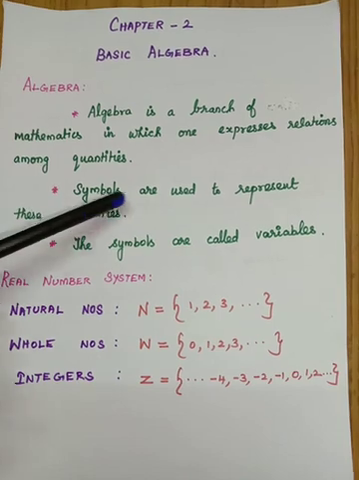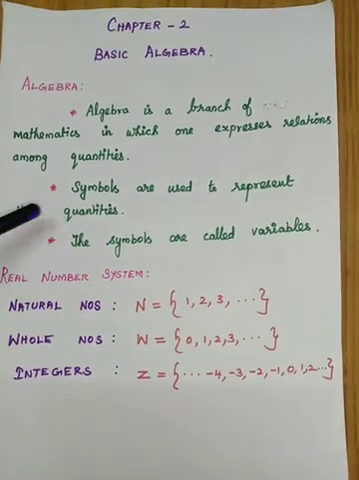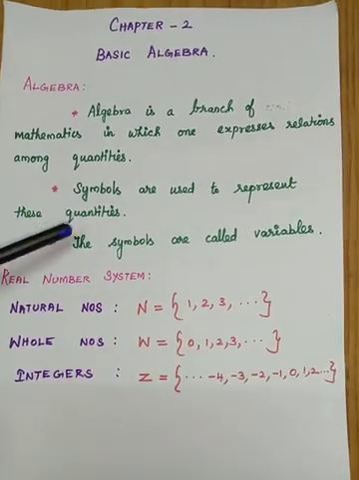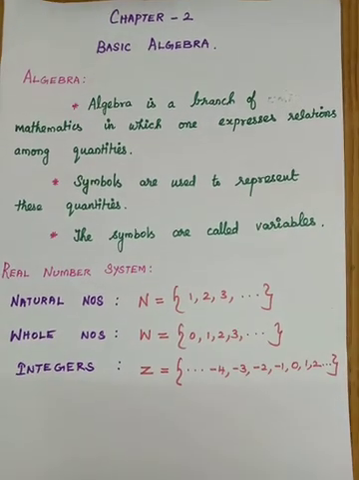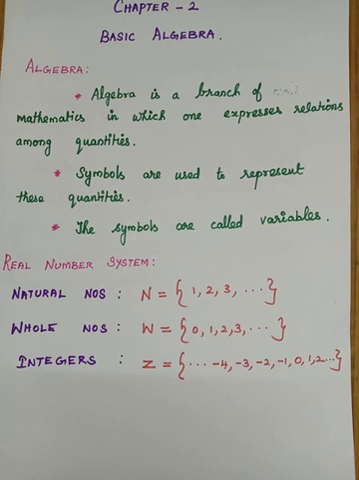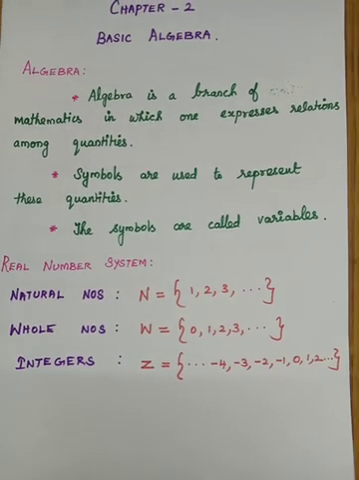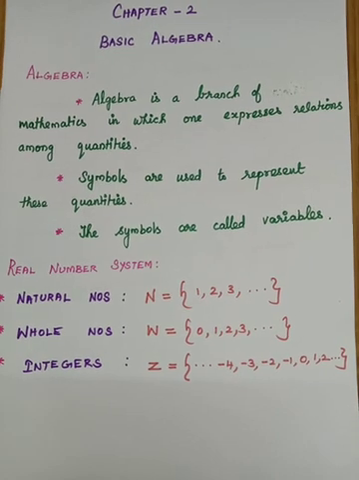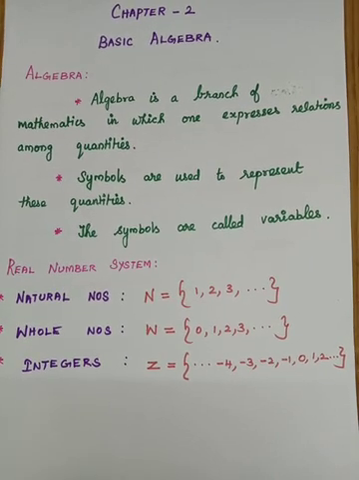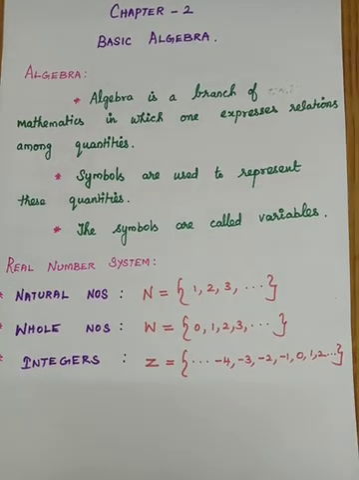So symbols are used to represent these quantities. Those symbols are called variables. So using variables, we can express relations among quantities. The study of relations in mathematics is called algebra.